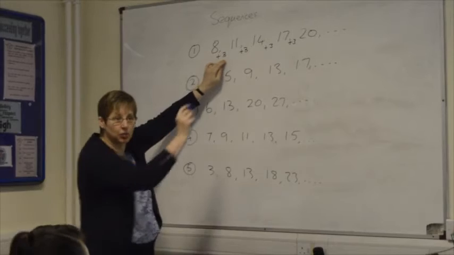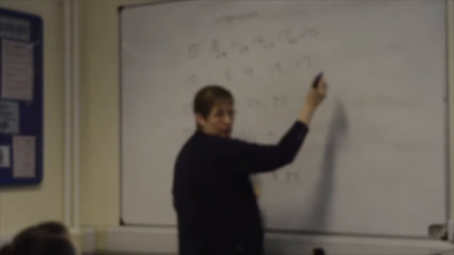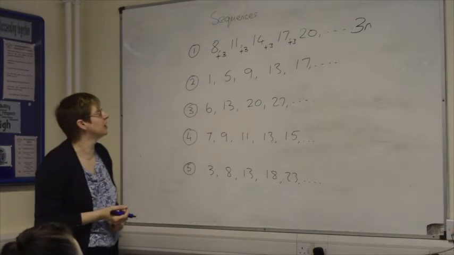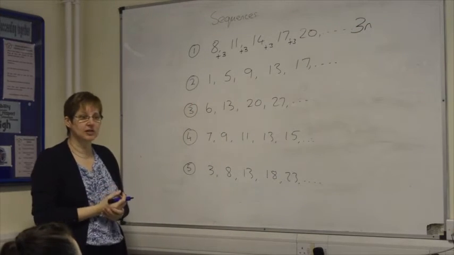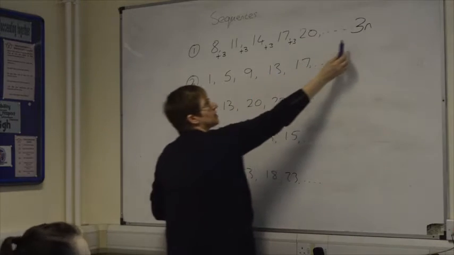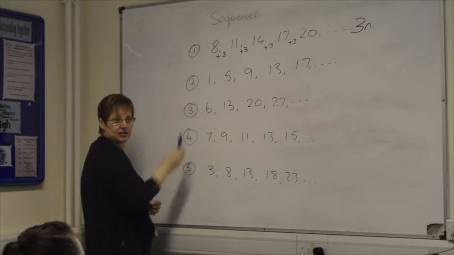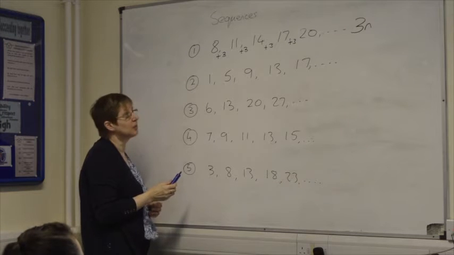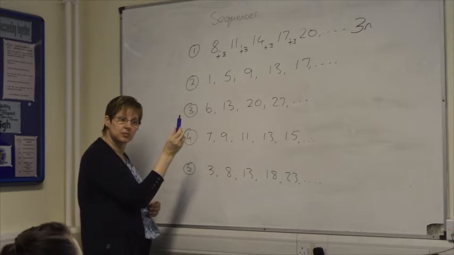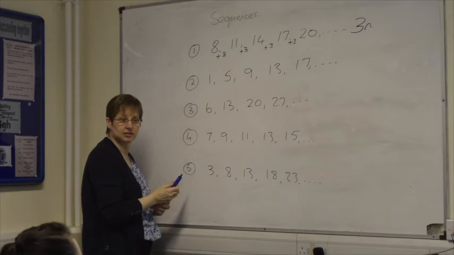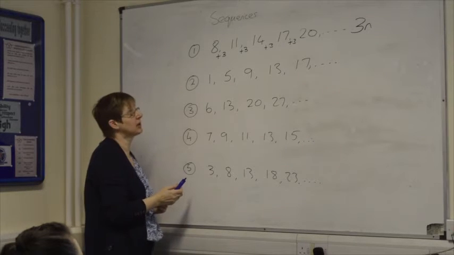Times table. So what do I know I can write first of all? 3n. Good, 3n, because that's the way the 3 times table works. But it doesn't start at 3, does it? So what do I need to do? Minus 1. Ooh. My 3 times table starts at 3, but this one starts at 8. Oh, plus 1. Plus 1 would get me to 4, wouldn't it? Because I want to get to 8. It's 5. Good girl, plus 5.